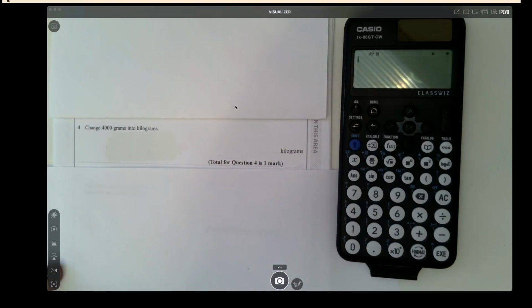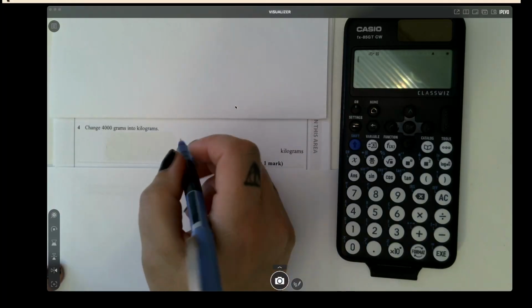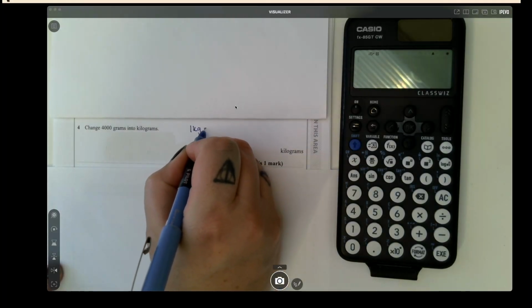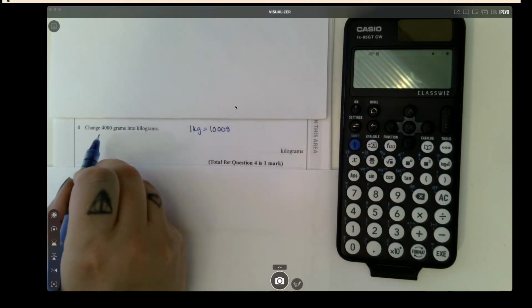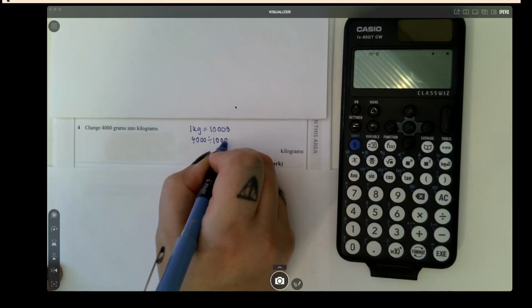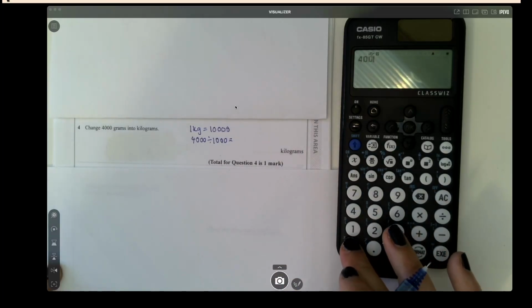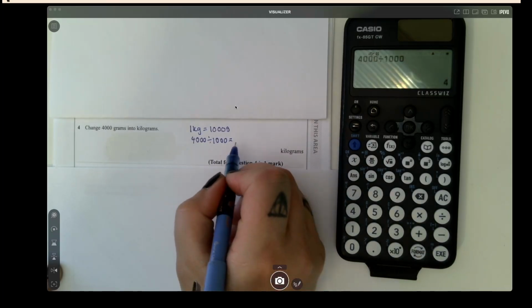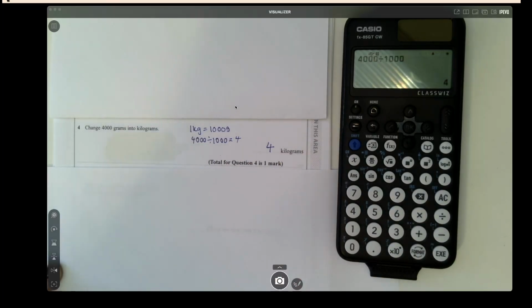Question 4. Change 4,000 grams into kilograms. So 1 kilogram is 1,000 grams. So if I divide 4,000 by 1,000, that will tell me how many kilograms. So 4,000 divided by 1,000. It's a calculator paper, so use your calculator. So the answer is 4 kilograms.